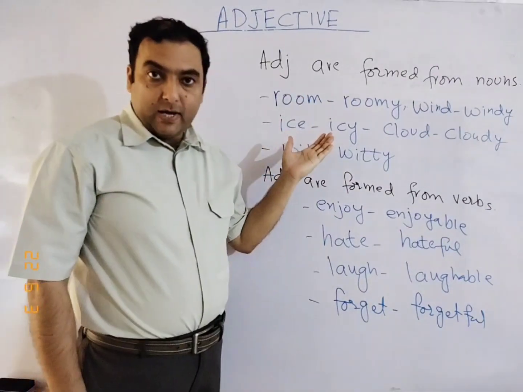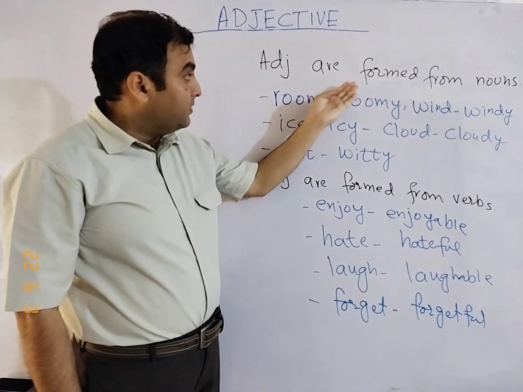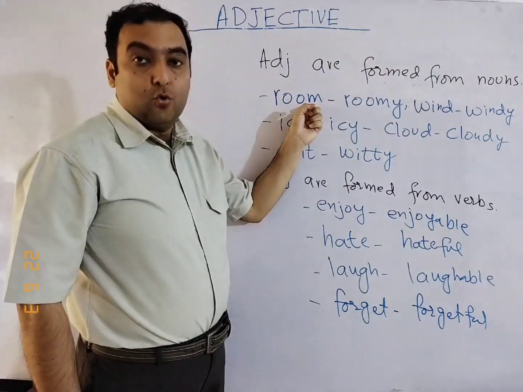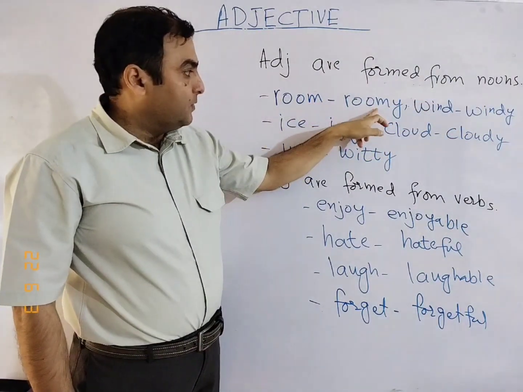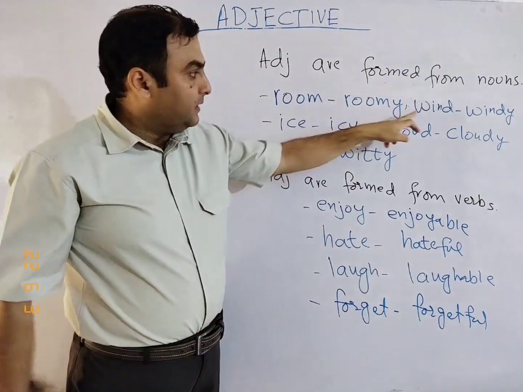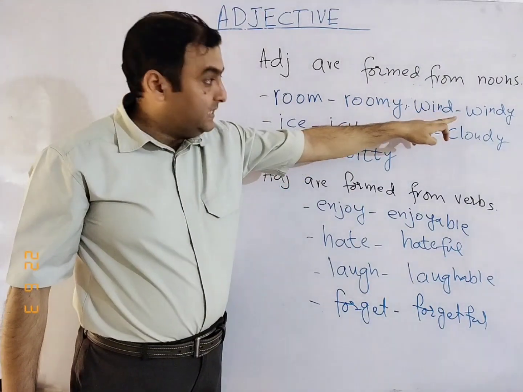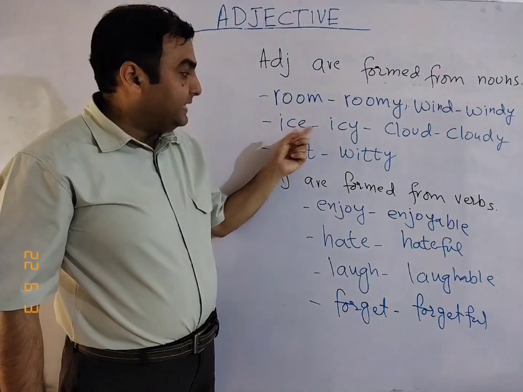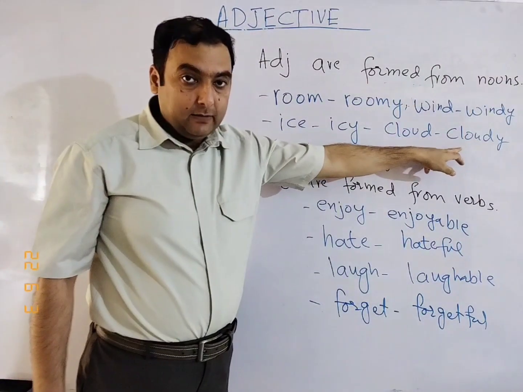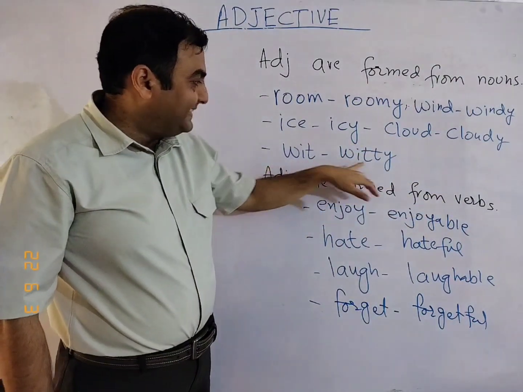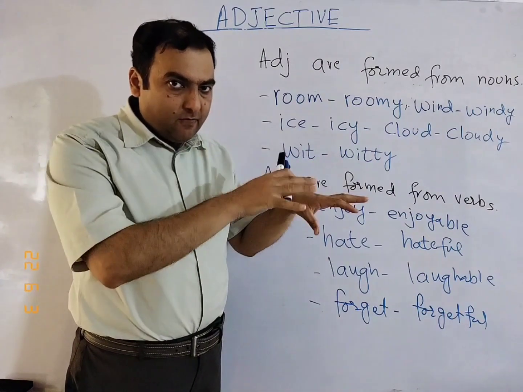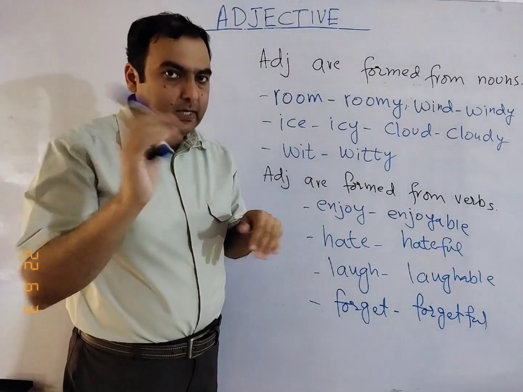We can create new adjectives, and we can form new adjectives from nouns. For example, room is a noun. So from room we have roomy, like spacious. From wind we have windy. From ice we have icy. From cloud we have cloudy. From wit we have witty. So these are adjectives that we form from nouns, and there are so many other adjectives.